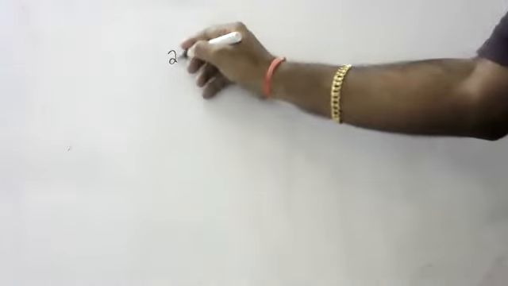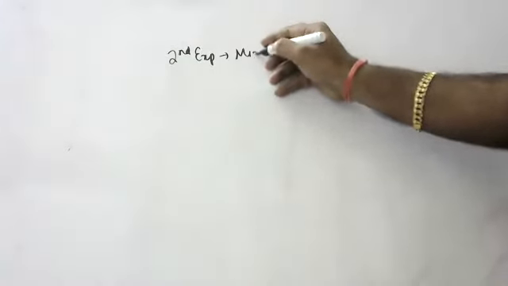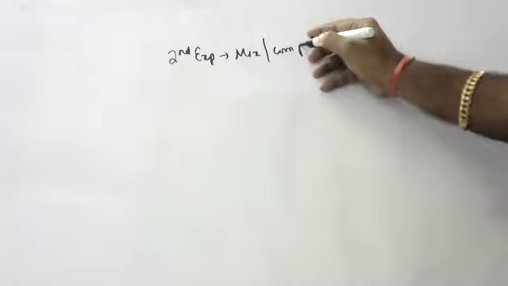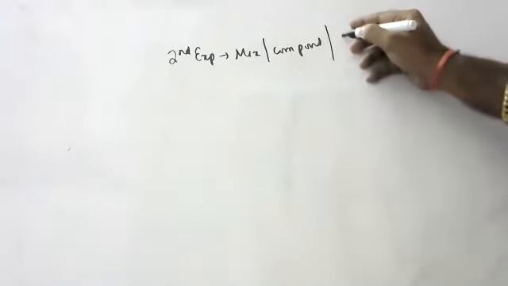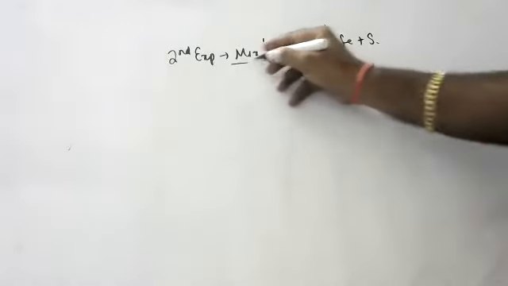So children, today we are going to study the second activity, the second experiment in your ninth class book: differences between a mixture and a compound, by taking an example of iron and sulphur.